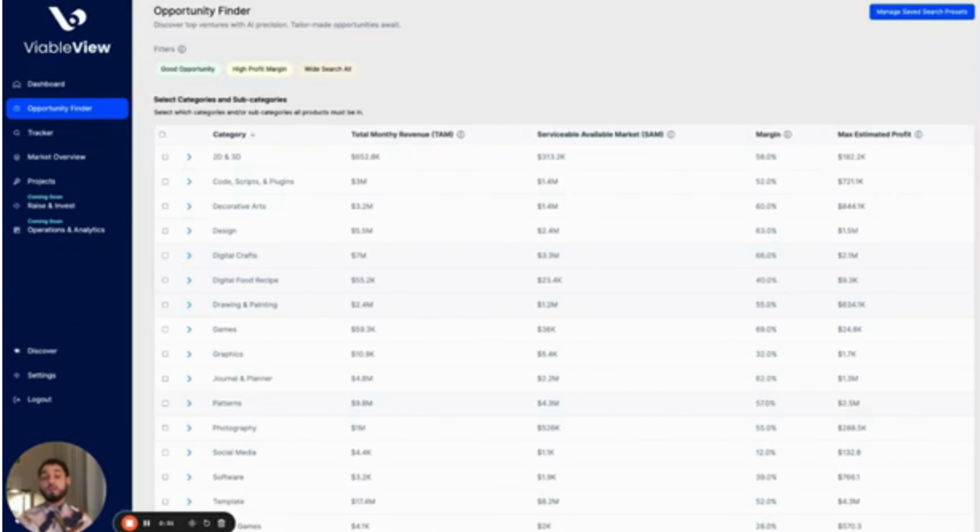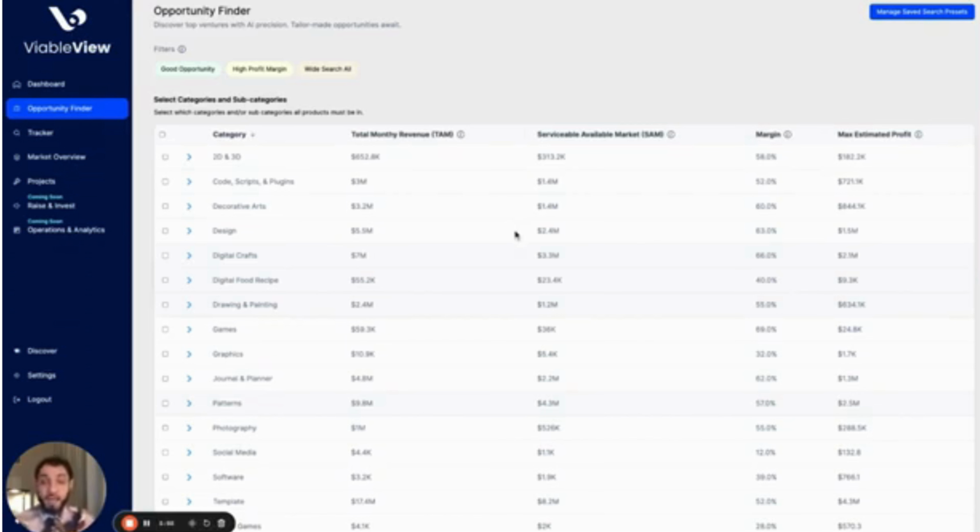So we're going to start off with our Opportunity Finder, which is our flagship product. What is an Opportunity Finder? Oftentimes referred to as a product finder. It's a tool that synthesizes big data and allows entrepreneurs and product research teams to find products to sell that are profitable and that the market demands right now, right? So that's why it's called ViableView. We're trying to see what's viable in the market.